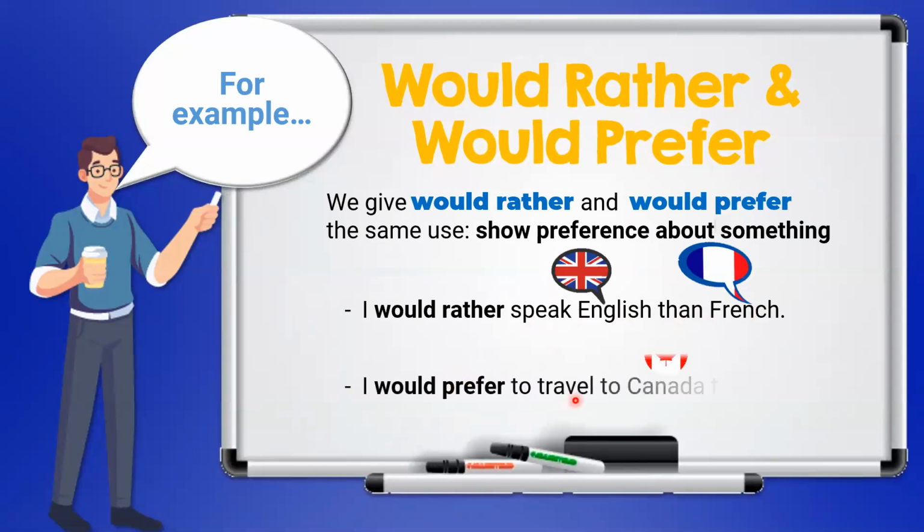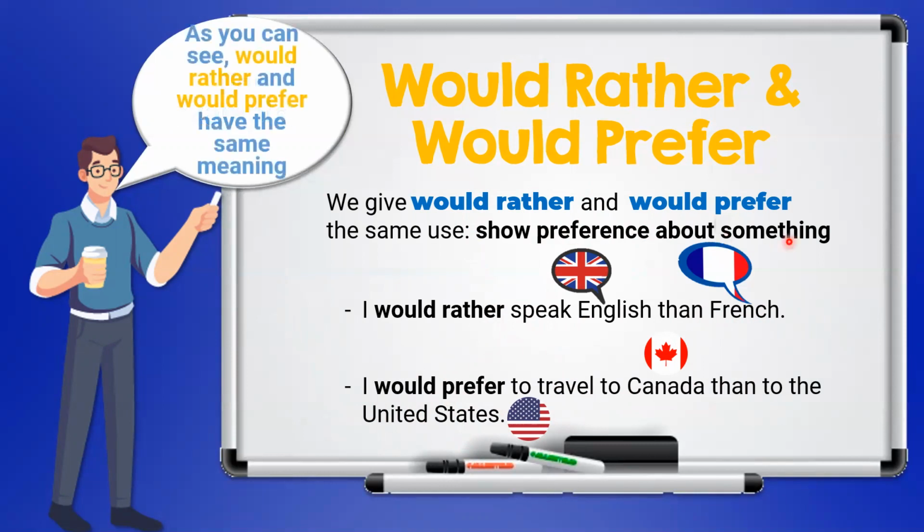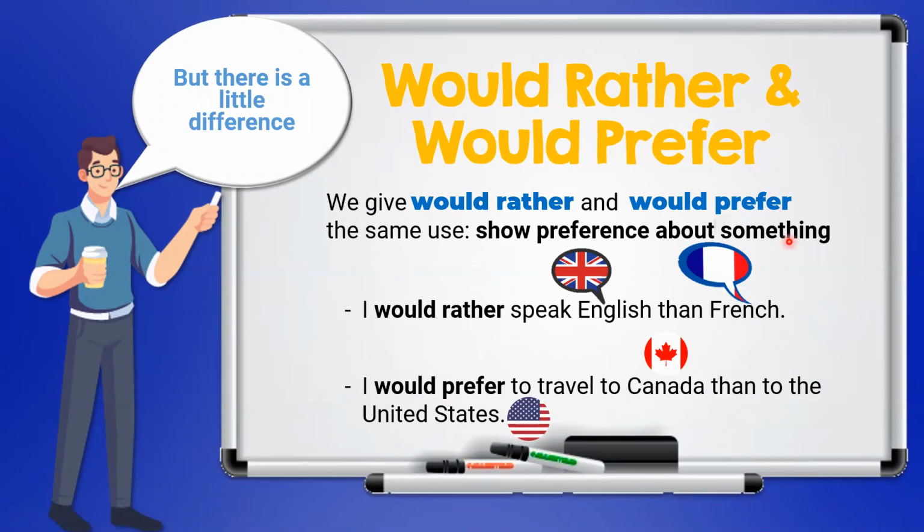Or I would prefer to travel to Canada than to the USA, if you show preference about traveling to Canada than traveling to the United States. Okay? We use would rather and would prefer for the same reason, to show preference. Okay? As you can see, they have the same meaning, but there is a little difference.